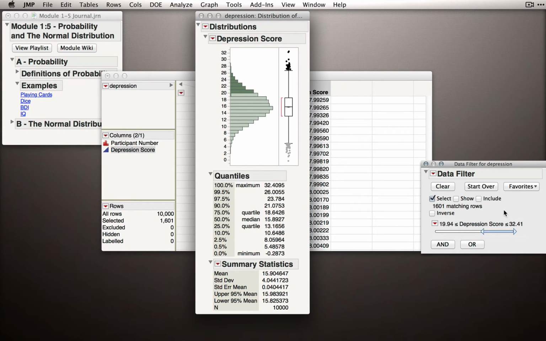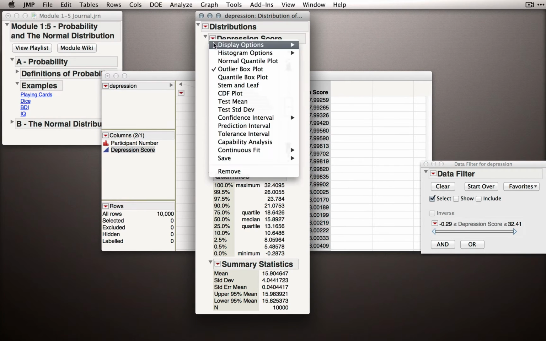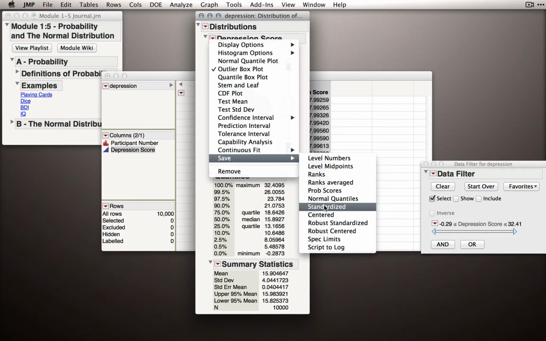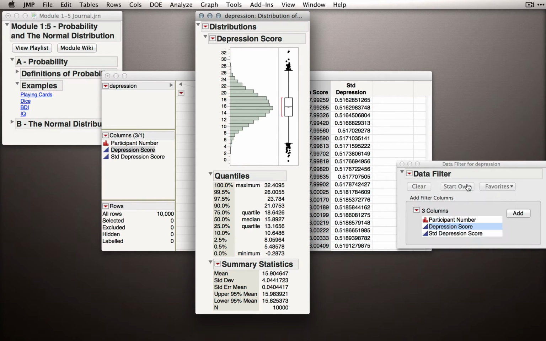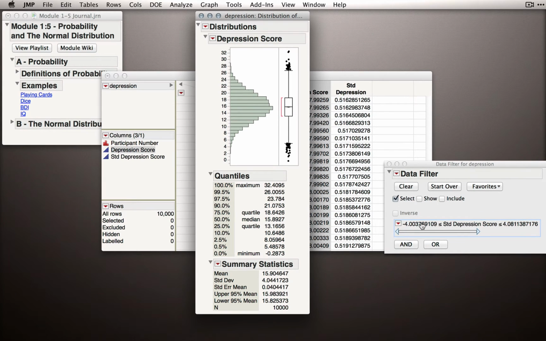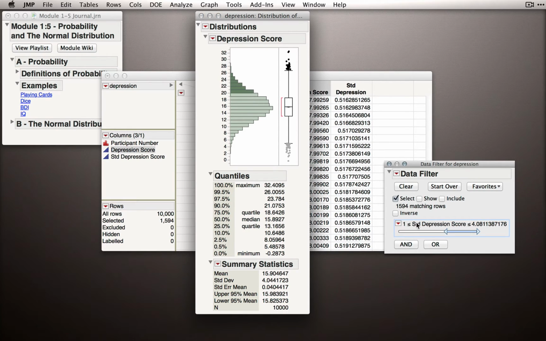You might recall we saw a way to save the standardized scores from the distribution platform. So another way of answering this question, let me clear the selection, is to go to the red triangle next to the depression score, go to save, and here I'll save the standardized values. Let me click clear and start over, and instead of using the depression score as my filtering variable, I'll instead select the standardized depression score. Let me click add, and this time I only have to enter in the value of 1. That is, we want to know the place where there is greater than 1 standardized score for an individual. This time it returns a more precise value. 1,594 rows match this criterion, that is, having a z-score of 1 or more.